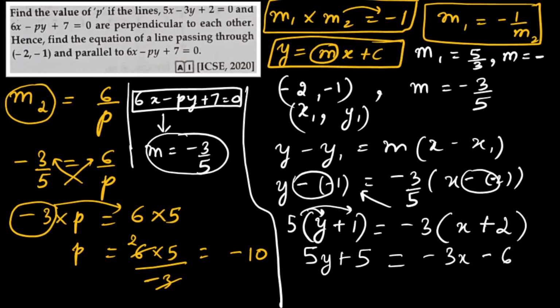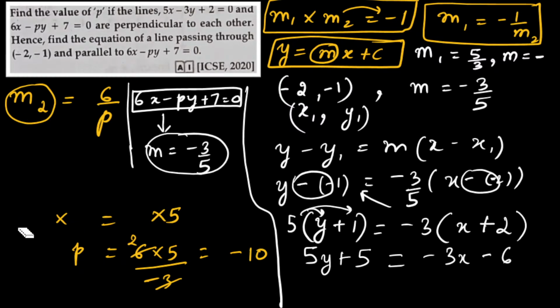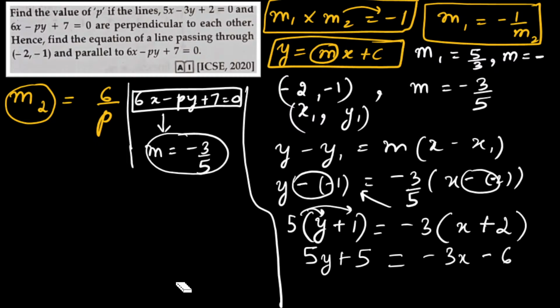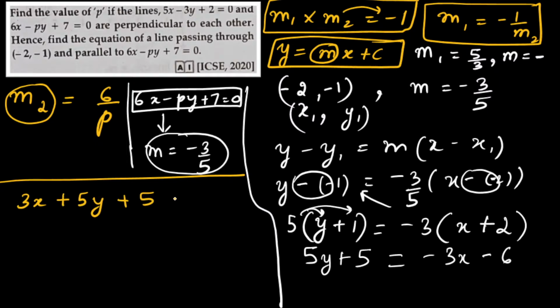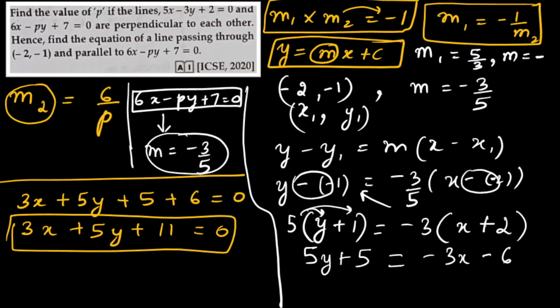Let's shift everything to the left side. So 3x, if I shift, it will become positive 3x. Plus 5y is already there. Plus 5 is already there. Minus 6, if I shift, it will become plus 6. So 3x plus 5y plus 11 is equal to 0. 3x plus 5y plus 11 is equal to 0 is the required equation.